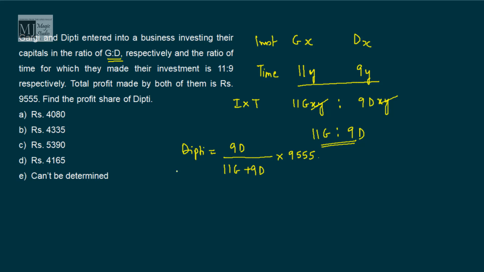Is it possible for us now to solve this? We have no hint what G and D are. No hints whatsoever are given. It is 9 times D's capital divided by 11G plus 9D. Yes, your thought is correct. I won't be able to determine this. The answer should be can't be determined.